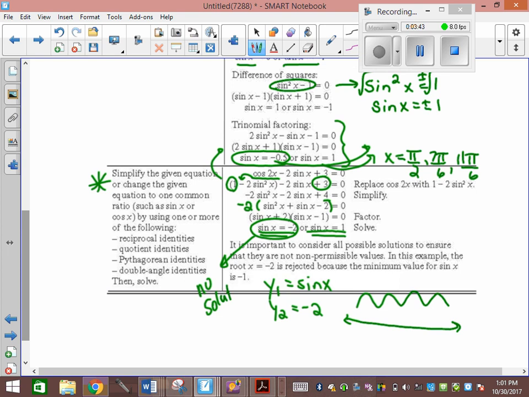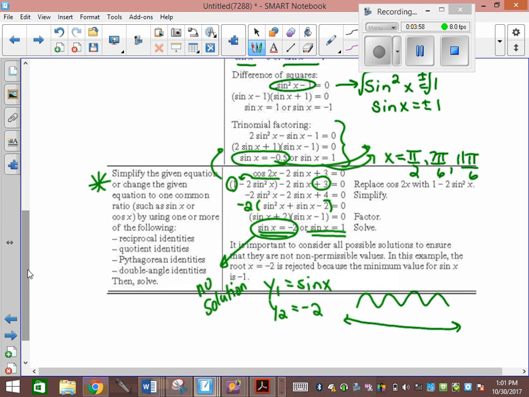If it was cos, it would still get you no solution. But if it was tan, tan does cross at negative 2 because it goes on and on forever, as your range. Your domain is the one that's restricted with tan.